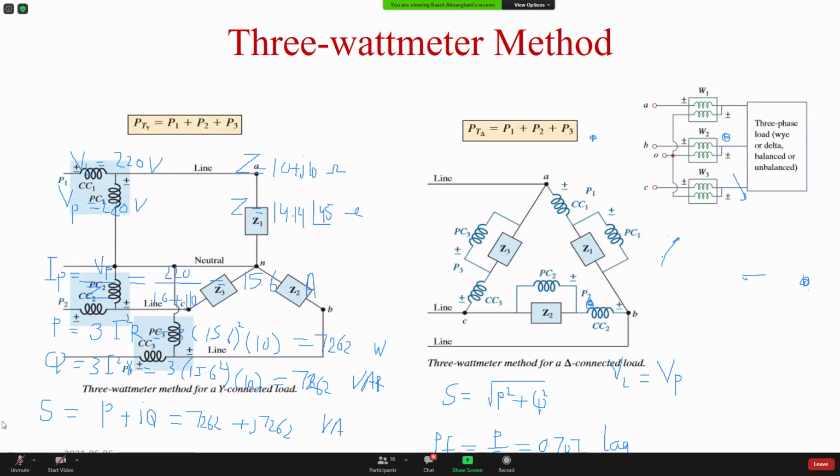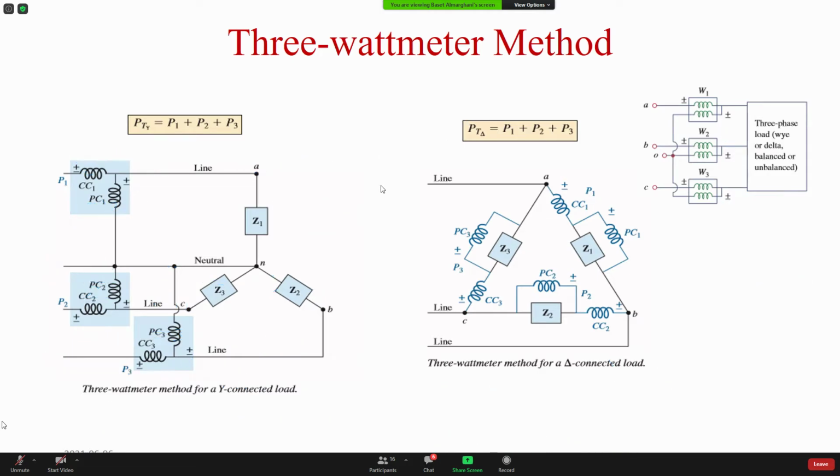Now, that is how we calculate power. How can we actually measure the power? One of the ways is to use 3 watt meters. So every phase, you're going to connect 1 watt meter.